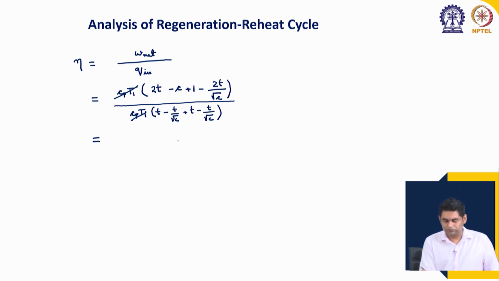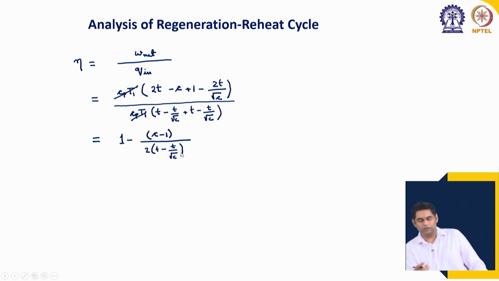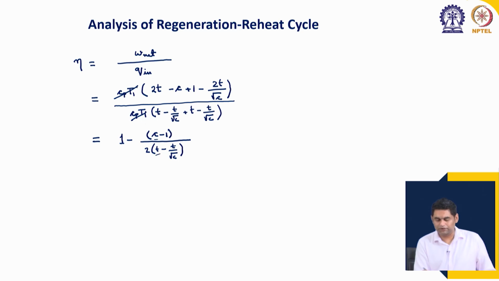after some cancellations you will get an expression of this form: 1 minus C minus 1 by 2 T minus T by root C. Okay. Again I would like to emphasize that this is not a formula, so it should not be used as a formula. This is a derivation which we have done, so that we can plot the performance characteristic efficiency for different values of pressure ratio and so basically different values of C and temperature ratio T, so that we can generate the performance maps. Okay.